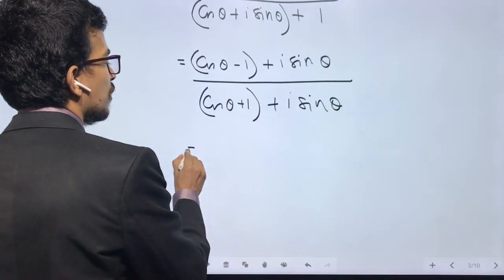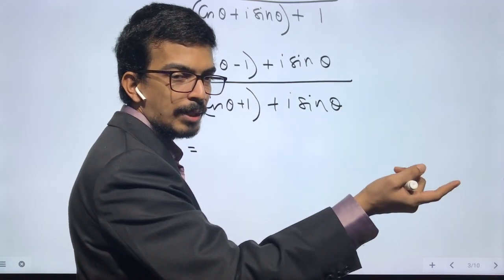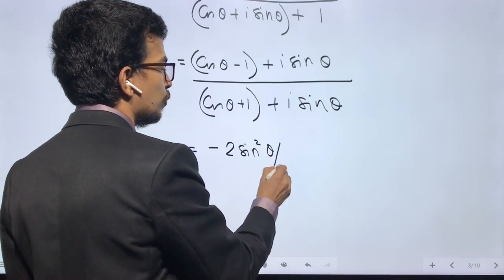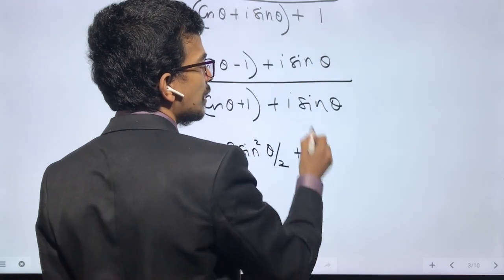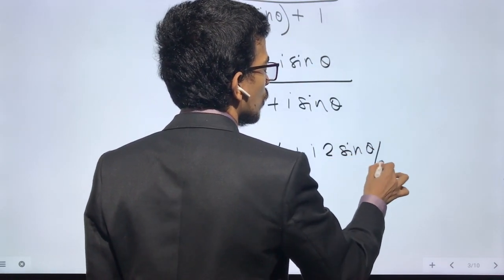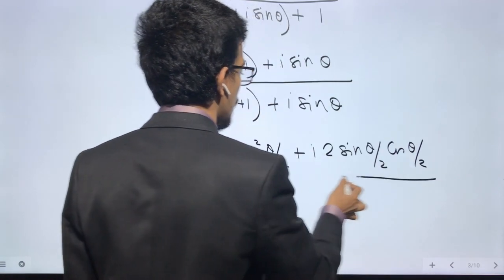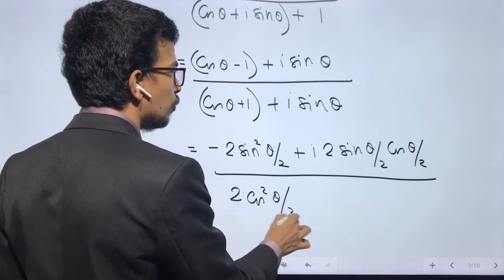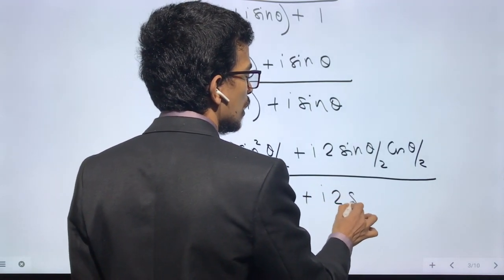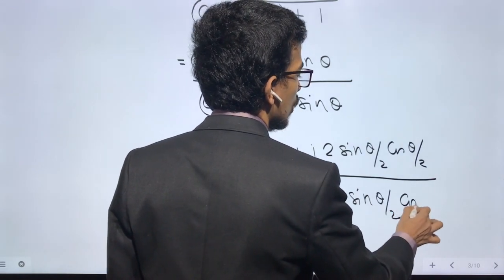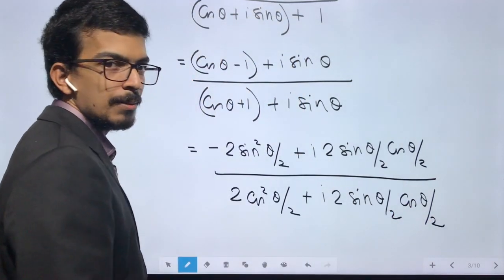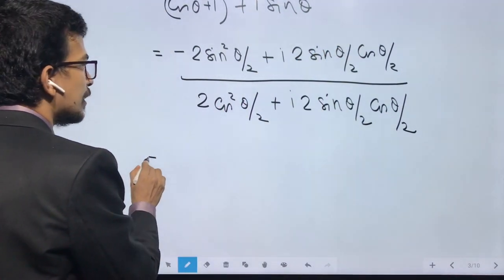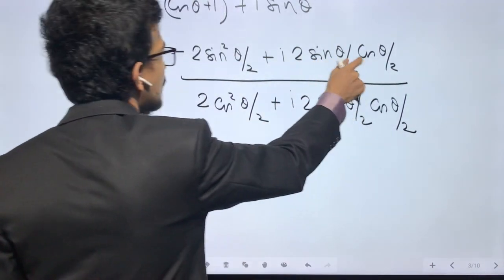So, cos theta minus 1. We know 1 minus cos theta is 2 sin square theta by 2. So, cos theta minus 1 is going to be minus 2 sin square theta by 2, plus i times sin theta, which is 2 sin theta by 2 cos theta by 2. And in the denominator, cos theta plus 1 is going to be 2 cos square theta by 2 plus i times 2 sin theta by 2 into cos theta by 2. Now, you can easily cancel off 2 in both numerator and denominator. Also in the numerator, I'm going to take this sin theta by 2 out.